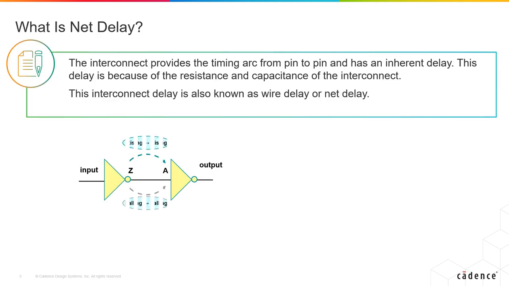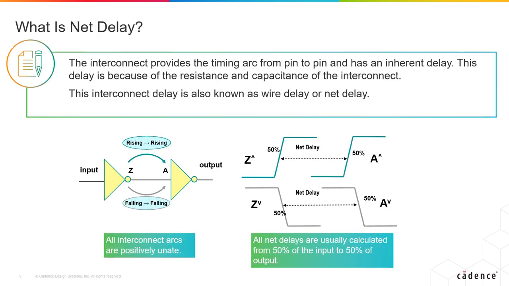Your design layout uses different metal layers and vias to connect the various gates or cells in your design, and thus they are called interconnects or wires. The metal layers inherently have a delay because of the resistance and capacitance, i.e. the physical properties of the metal layers themselves. This inherent delay of the metal layers used to connect the cells is also known as interconnect delay, or wire delay, or simply net delay.